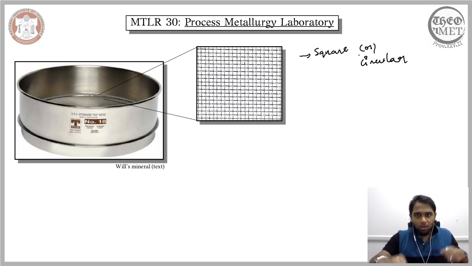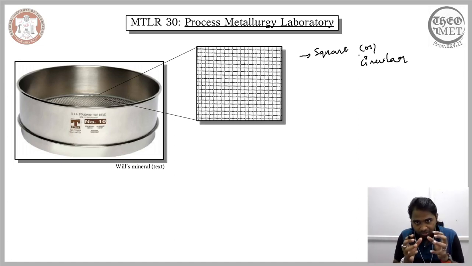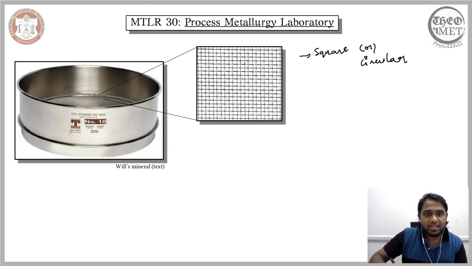So the morphology of these meshes can be square or circular. In addition to the morphology of the meshes, another characteristic feature that distinguishes one mesh, one sieve, from another is the size of these openings, the size of these perforations. These are referred to as apertures.